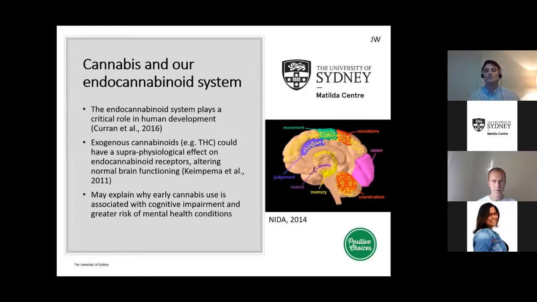So during the important time of neuromaturation, the endocannabinoid system plays a very important role. And hence it may be more vulnerable to disturbances from exogenous cannabinoids, such as THC, which could have a supraphysiological effect on our endocannabinoid receptors, almost like an overload, therefore altering normal brain functioning and possibly leading to an increased risk in mental health outcomes and cognitive impairments.